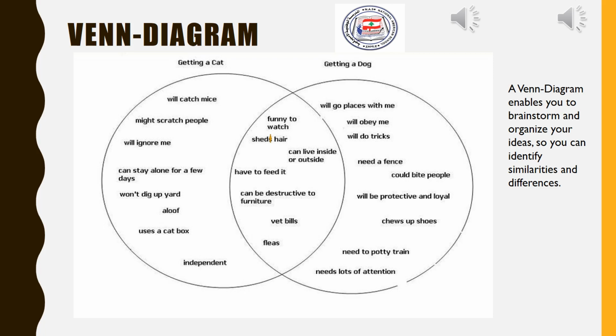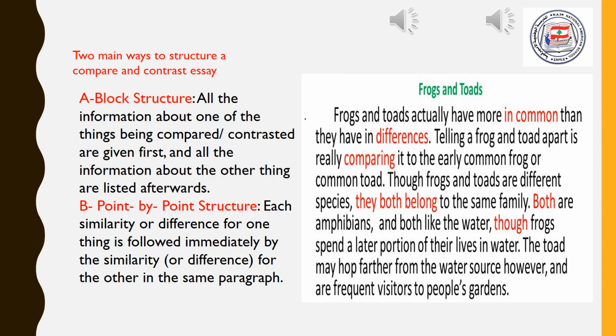As you will see, this Venn diagram will show you the similarities and differences between getting a cat or getting a dog. After we read this passage, we will find out that this short passage is a compare and contrast passage. It has compare and contrast signal words, and these words are colored in red.